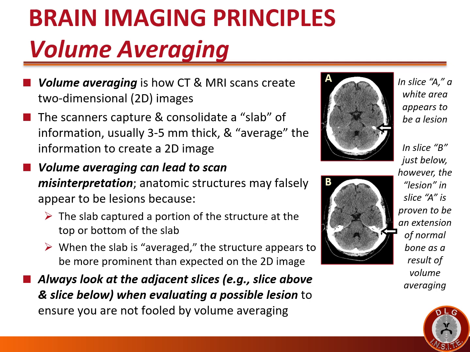Let's look at these pictures to the right. In picture A, slice A, the white area appears to be a lesion. But if one looks just below that, in slice B, just below where slice A was obtained, the lesion in slice A is actually proven to be an extension of normal bone as a result of volume averaging.